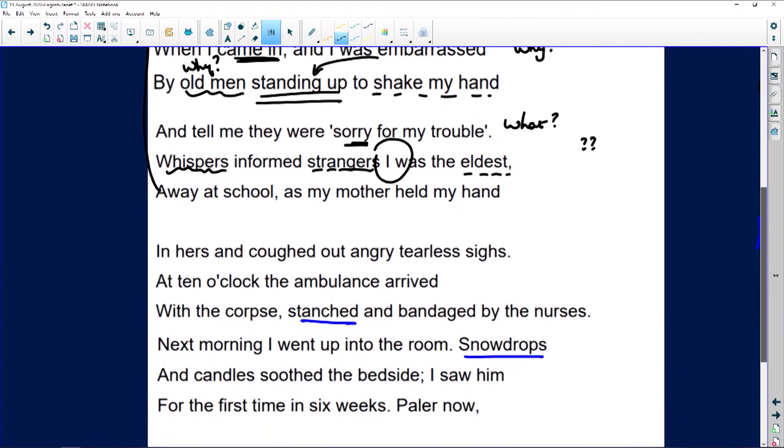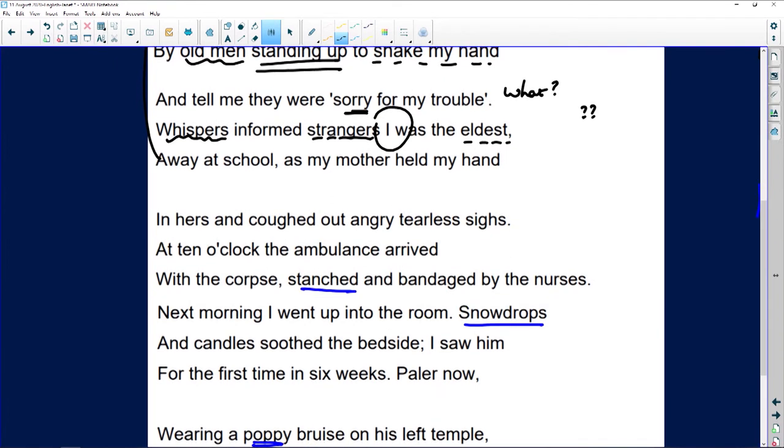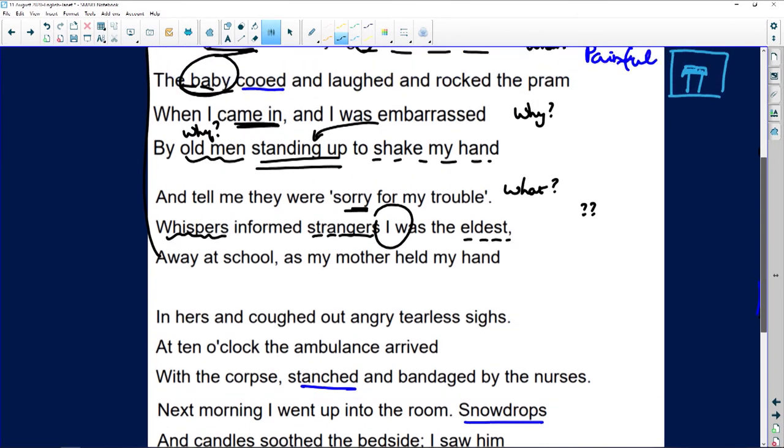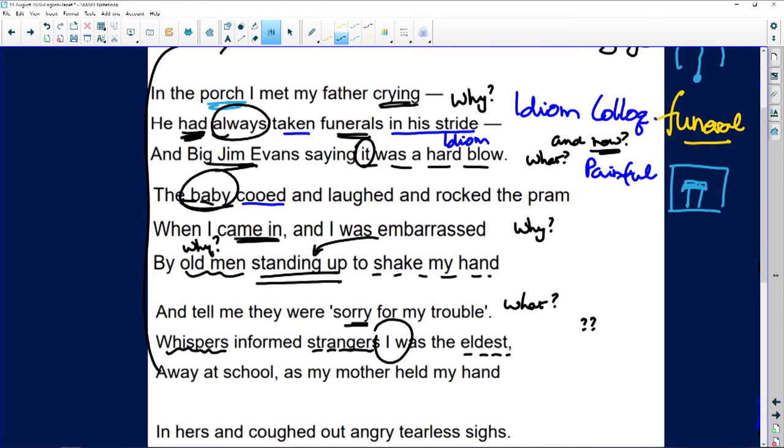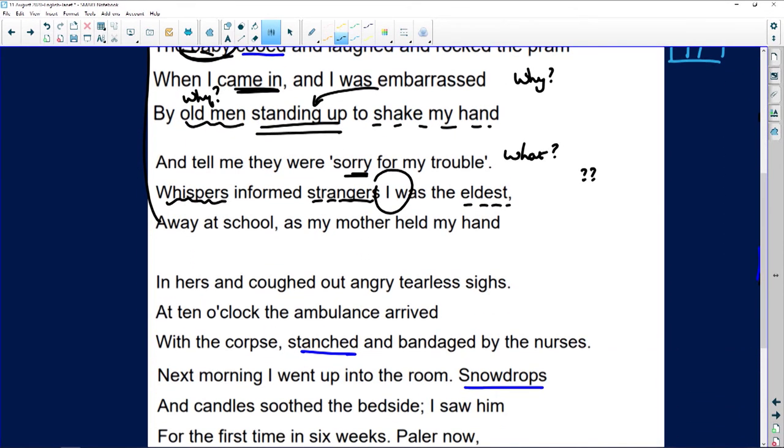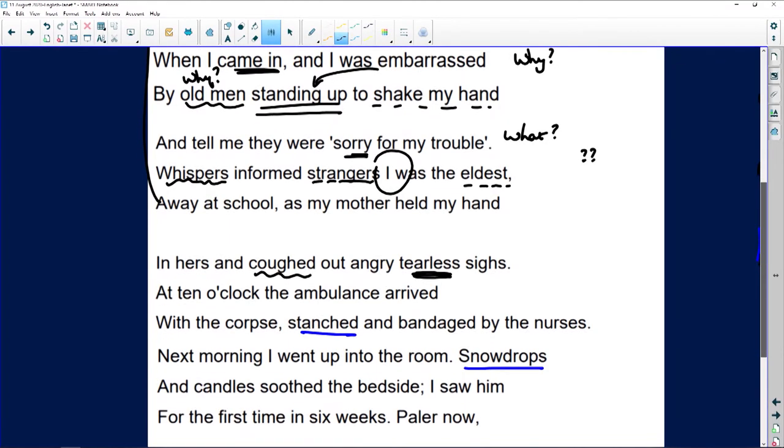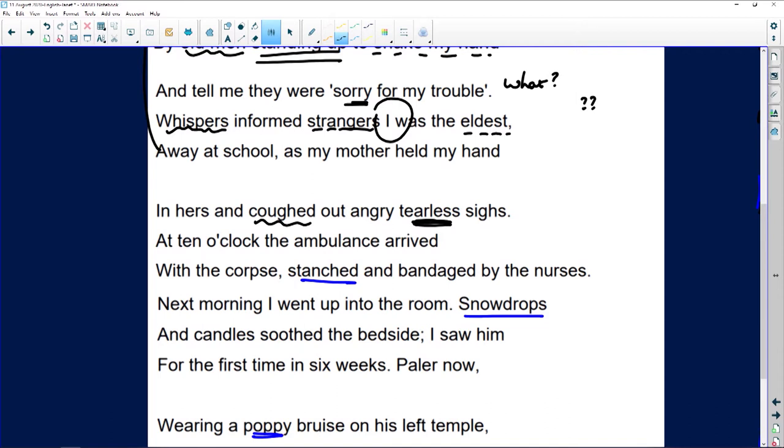As my mother held my hand in hers and coughed out angry, tearless sighs. So we had his father crying, and we've got his mother who isn't crying, but she's coughing out. Now, either too angry and too upset to cry, or she's cried and cried and cried and she's got no more tears, right? So you're saying, what is going on? Then at 10 o'clock, we've got the ambulance with the corpse, right? Dead body, staunched, the blood has been stopped, bandaged by the nurses, right?